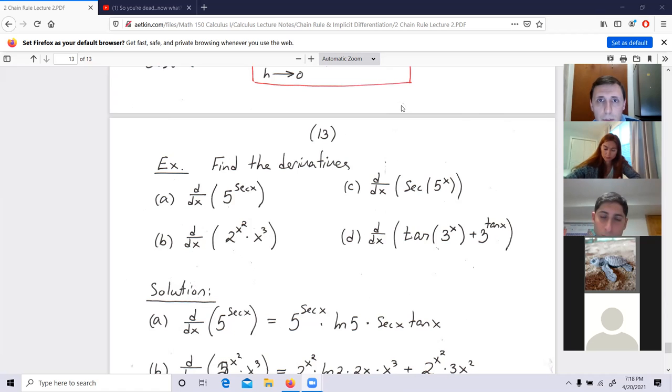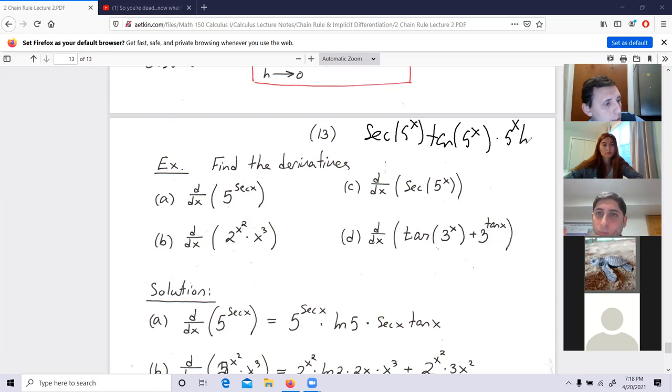You see, guys, how you do that? Very simply. What's the derivative of secant? The derivative of secant is secant tangent, multiplied by the derivative of 5 to the x, which is 5 to the x ln 5. Now do the last one, number D, please.